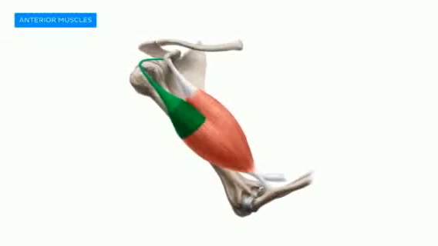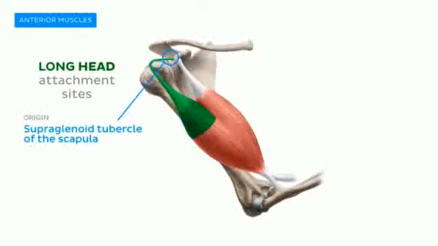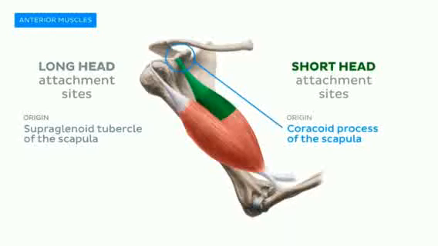Each head of the biceps brachii has a different origin or proximal attachment point. In the case of the long head, you can see it is originating right here from what's known as the supraglenoid tubercle of the scapula. In regards to the short head, you see that the origin point is located right here on this distinct looking projection of bone, which is known as the coracoid process of the scapula.